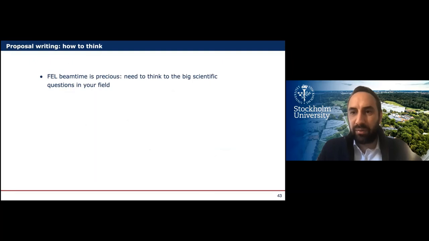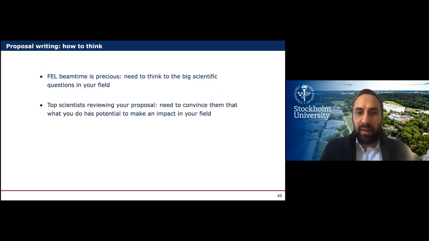You want to be responsible and try to do the best you can to think to answer the big scientific questions in your field. You don't want to do incremental science there. And the people reviewing the proposal are top scientists in the different fields, more than one per field. And so you need to be scientifically correct. What's important is the science is sound.